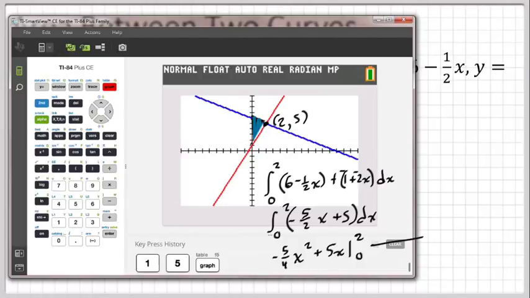Let's plug the 2 first. We have negative 5 over 4, and we have 2 raised to the 2nd power, and then we have plus 5 times 2. And we're going to subtract from that what we get plugging in 0. All these have an x, so it's just 0. What do we get? This is 4. What's 4 times -5 over 4? Negative 5. Plus 10. What is negative 5 plus 10? 5. That's your answer.